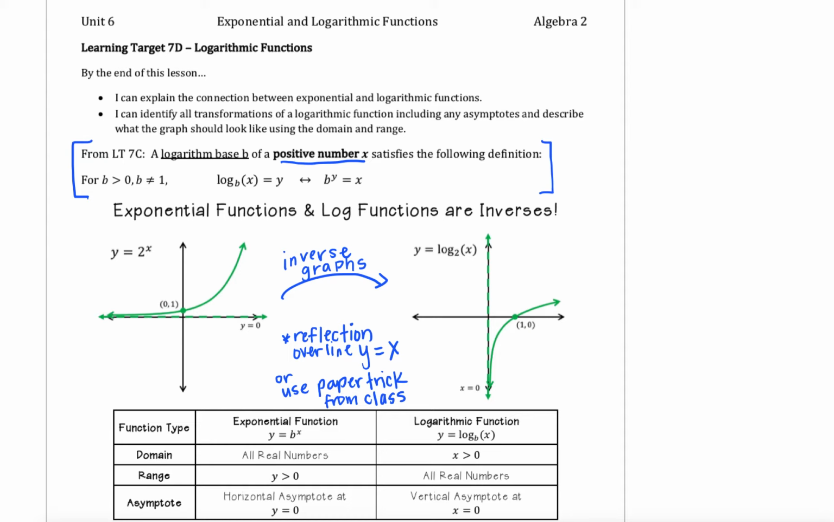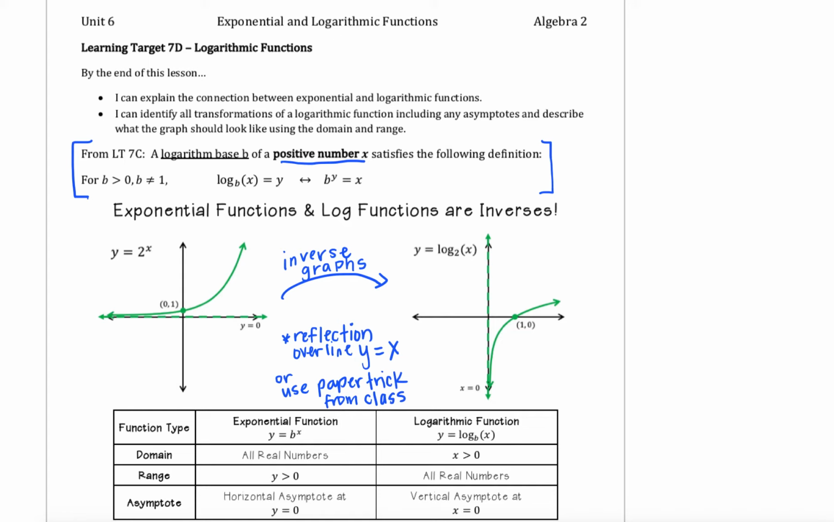On the left side here, we have an example of an exponential growth graph of y equals 2 to the x. As we can see, it's growing over time, and we have that horizontal asymptote here at y equals 0. Now, if we were to create the inverse to this graph, that would be our y equals log base 2 of x graph. A couple ways to get the inverse: it is the reflection over the line y equals x, or we could use the paper trick that we talked about during class in our last unit. And on the right side over here is a sketch of our log graph.